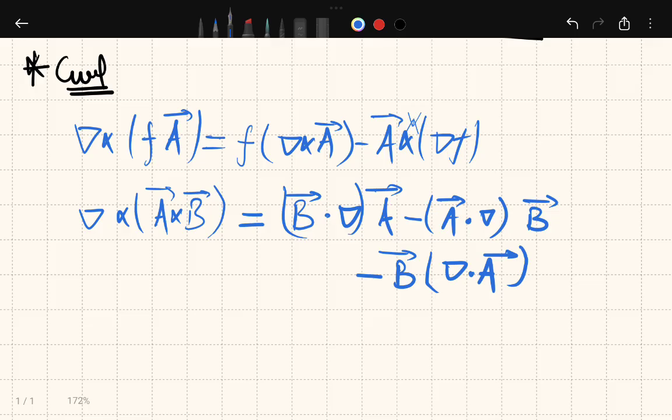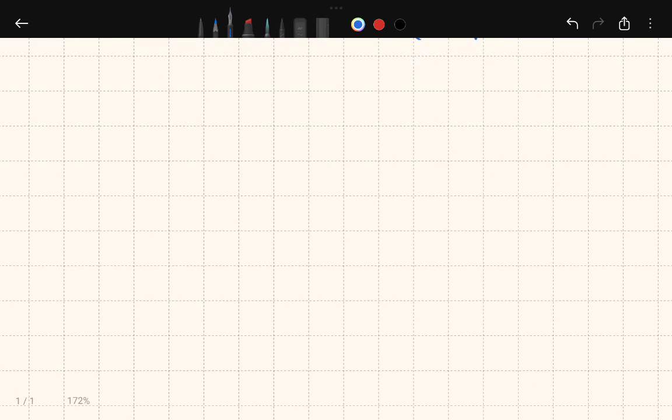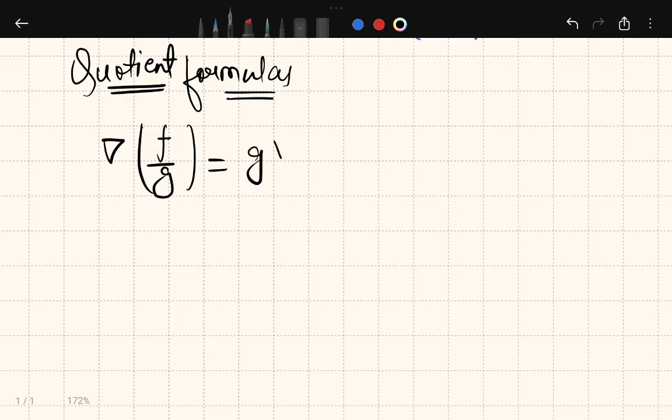Now let's move on to the three quotient formulas. We have seen the formulas in the case of curl, divergence and gradient. Now we have three formulas for quotients. So let's write quotient formulas over here. The very first is gradient of f upon g. This would be equal to g gradient f minus f gradient g, and this complete thing would be divided by g square.